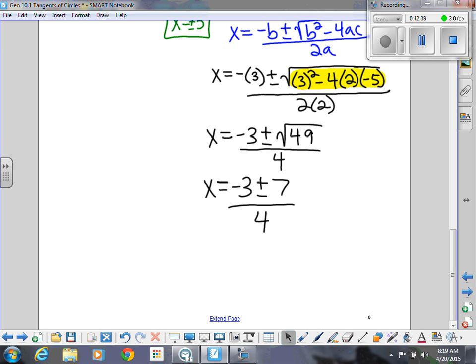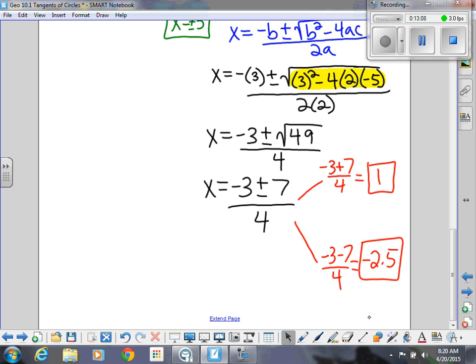And remember that the plus or minus means I really have two different answers going on. I have negative 3 plus 7 divided by 4, and I have negative 3 minus 7 divided by 4. So I'm going to have negative 3 plus 7 is 4, and then 4 divided by 4, that's 1. So that's one of my answers. And then negative 3 minus 7 is negative 10, and negative 10 divided by 4 is negative 2.5.